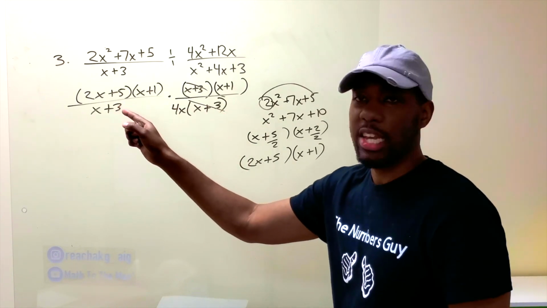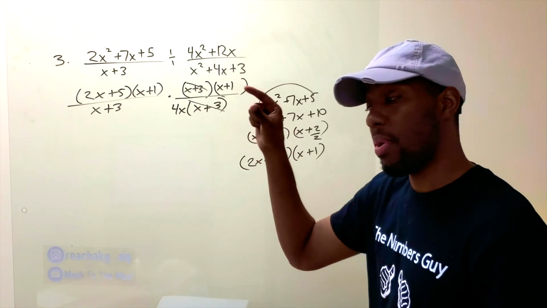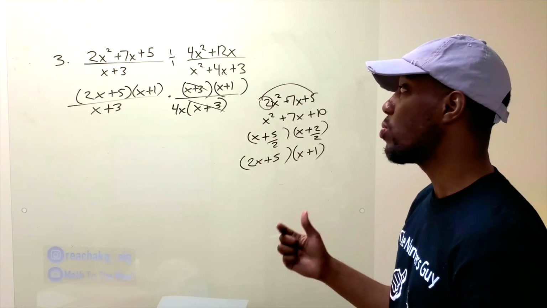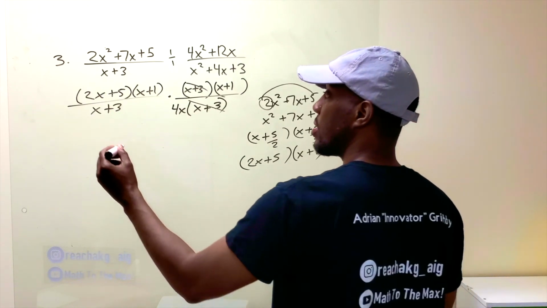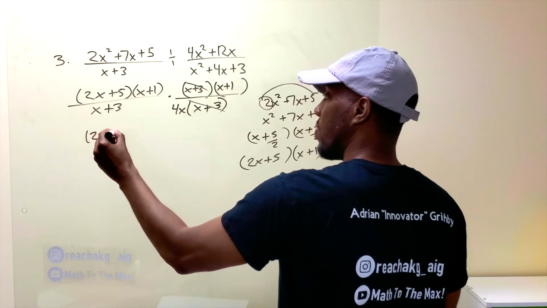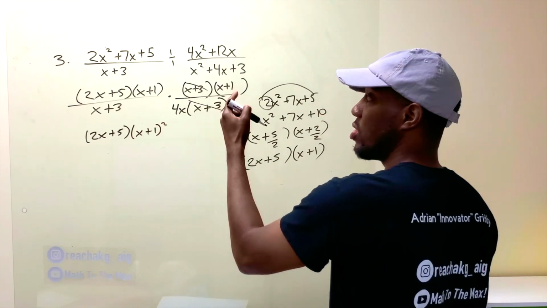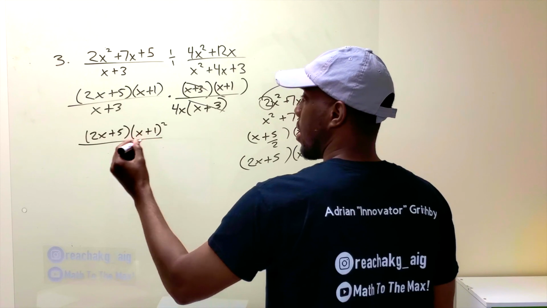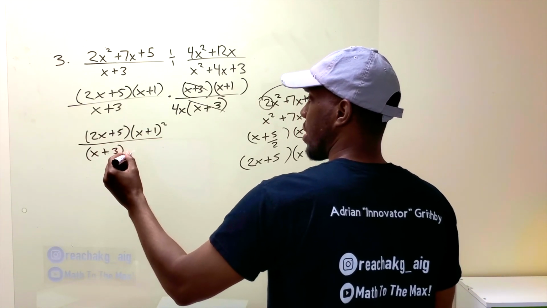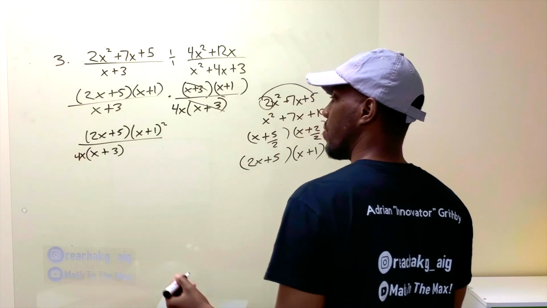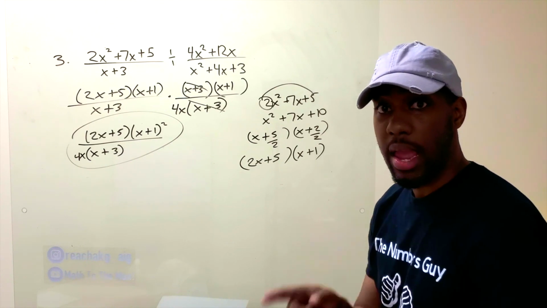You cannot cancel this x plus 3 because it doesn't have another pair. It has to cancel on top and bottom. So I don't see anything else that cancels. Our final answer will be what's left at the top: 2x plus 5, and we have an x plus 1 squared because it's two of them. At the bottom, x plus 3 times a 4x. I'm going to put the 4x in the front. That's your final answer.